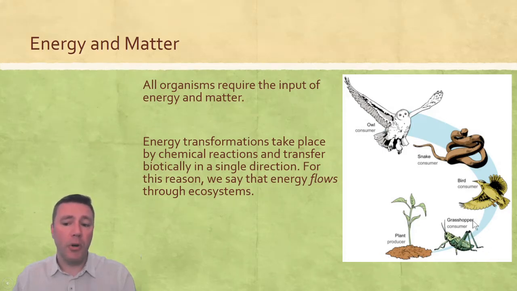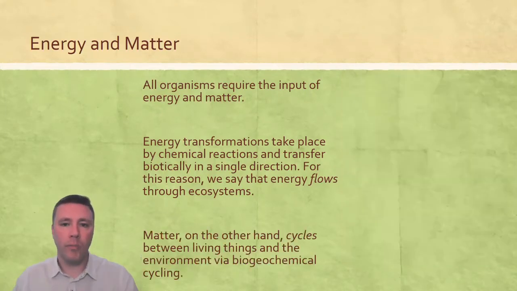So when this bird eats the grasshopper, the energy the grasshopper possesses is transferred to the bird. There's no energy that the bird has that's transferred back to the grasshopper. When this bird is consumed by the snake, the energy from the bird transfers to the snake, but the snake shares nothing back with the bird again. So that means that the flow of energy is from producer to consumer and then subsequent consumers along the way.